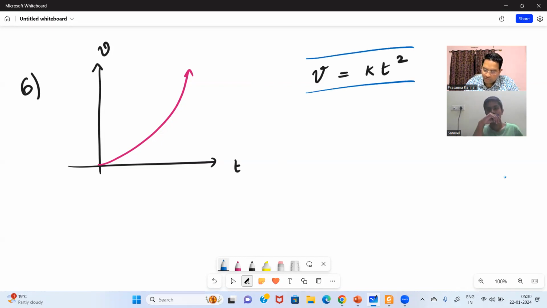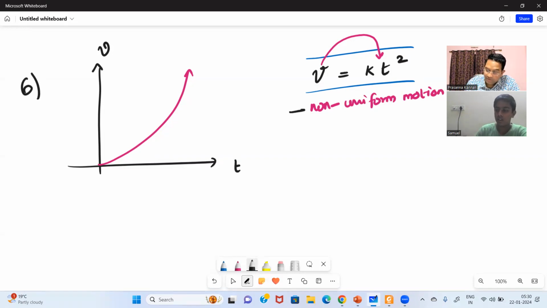At this point, you can make a decision. What kind of motion is this? Without doing any other step, you can say what motion is this? Very simple, right? Velocity depends on time. So it is what? Non-uniform motion. Step 1. At this point, we are unable to decide further what kind of non-uniform motion. For that, we need to differentiate.